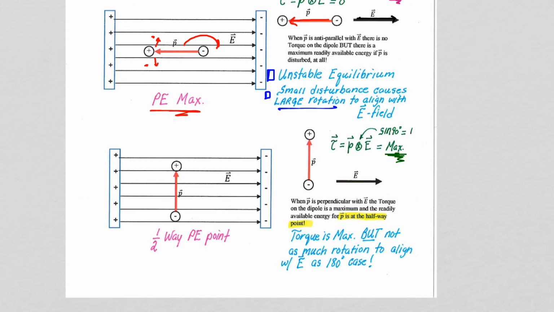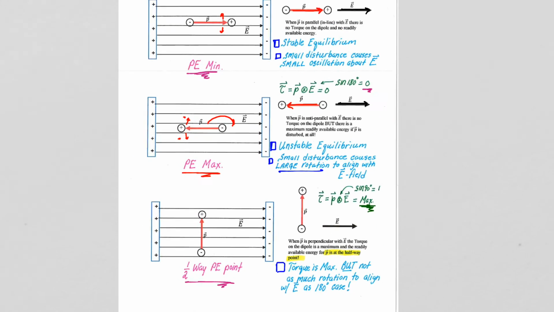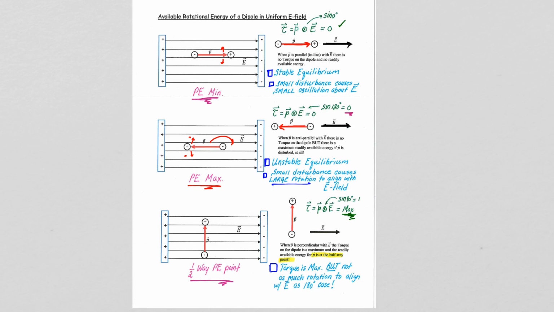That is why I have this as the halfway potential energy point, and as I said, please make sure you get this into your notes: even though the torque is a maximum, there is not as much rotation to align with the E field, so we're at our halfway potential energy point. Let me zoom out here for a moment. I know it's a relatively short page of notes, but I think conceptually just wrapping our minds around this will help us out when we look at our derivation for potential energy and start getting very mathy with our understanding of potential energy. This should help us out.